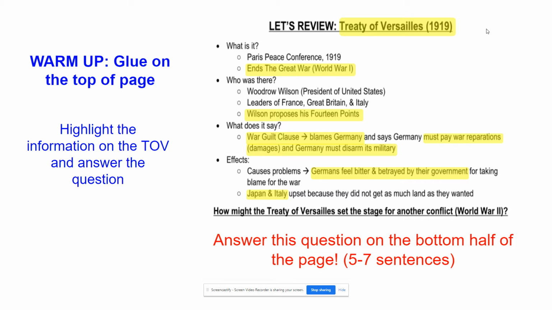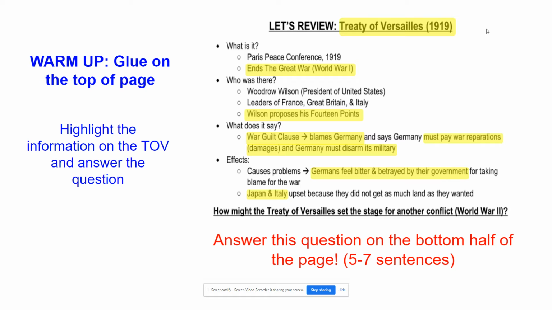Remember, this is the end of the Great War or World War I, because we didn't know there was going to be a second one. It happens at the Paris Peace Conference in 1919. Woodrow Wilson was there to represent the U.S., and then the leaders of France, Great Britain, and Italy were also there. Obviously, notably missing is Germany, and we've talked about why that was. Wilson's going to propose his 14 points. Remember, we don't actually end up ever joining the League of Nations, and people from Great Britain, France, and Italy are going to take certain points, but not all of them.